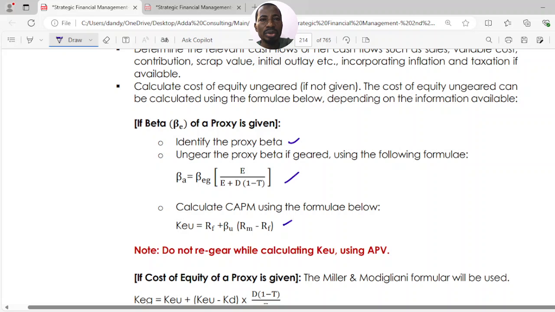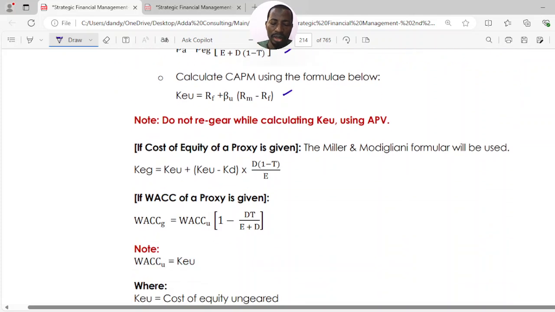And I told you when we get to adjusted present value, we are going to demonstrate the use of the Miller and Modigliani formula. So if in the question you are given the cost of equity of a proxy company, then for you to calculate your cost of equity ungeared, this is the Miller and Modigliani formula that you are expected to use. So the cost of equity of a geared company, that's a proxy company. What you are looking for is the cost of equity ungeared, KEU. KEU is not given to you. Therefore, you apply it in this formula.